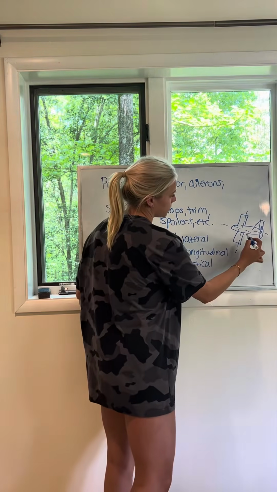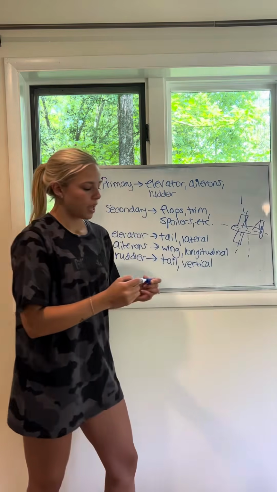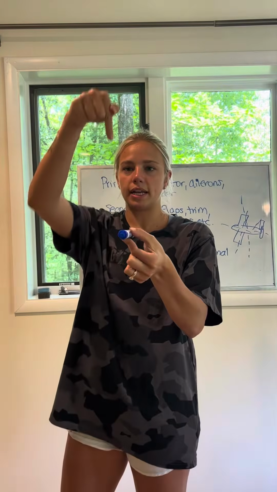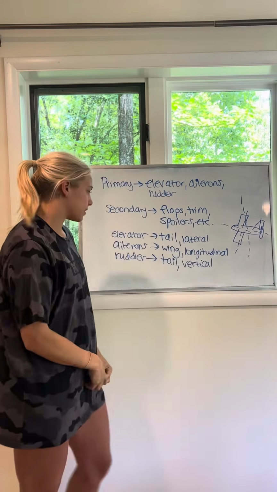So it's this axis right here. Basically, imagine this is our plane, the axis is going straight through. The rudder is just doing this to the plane, so it's moving about that axis.